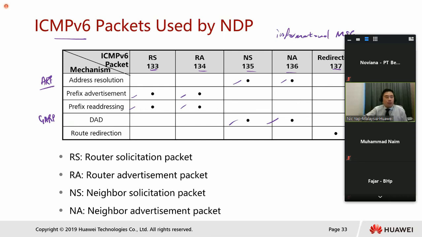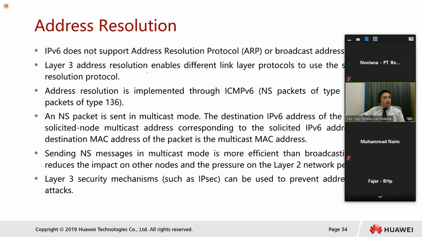These are the messages sent to grab the information from the destination. So we're going to check one by one. The first one is address resolution: how they perform ARP in IPv6. Let's have a look at how the process is done. IPv6 does not support Address Resolution Protocol or any broadcast address, so they need another method. That's why they came up with NS and NA, types 135 and 136.